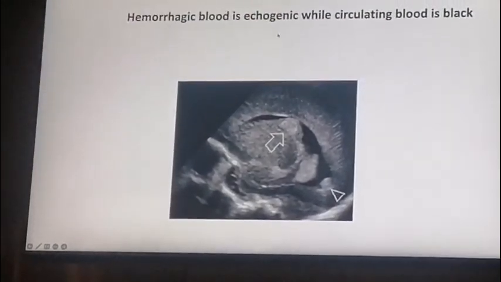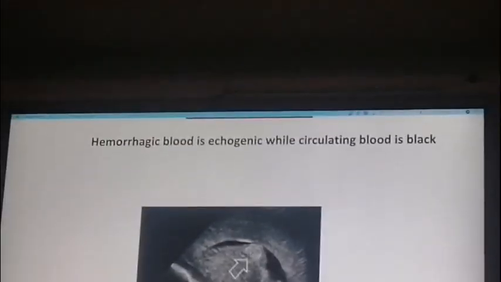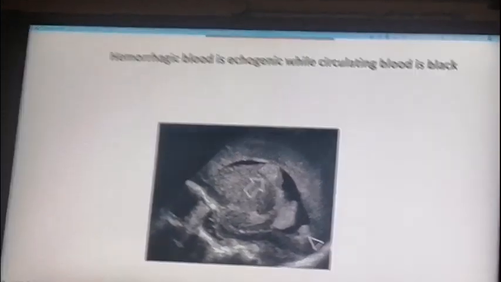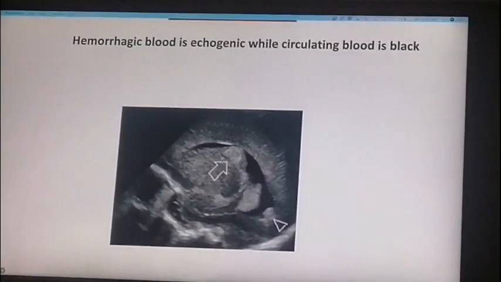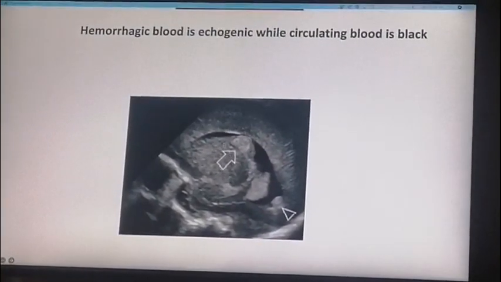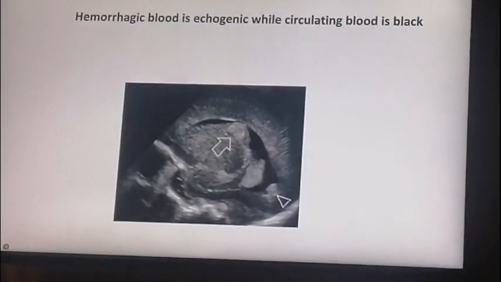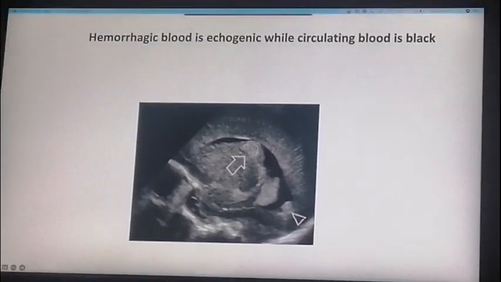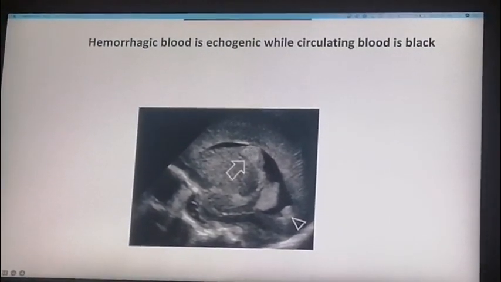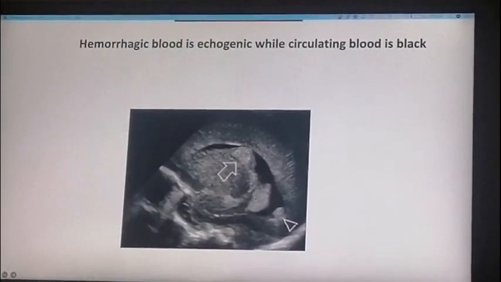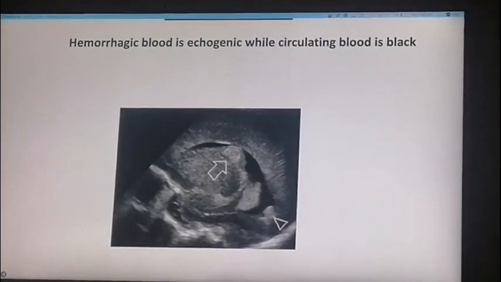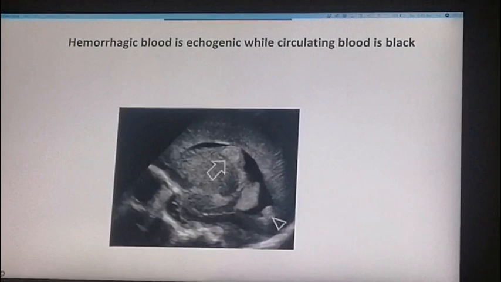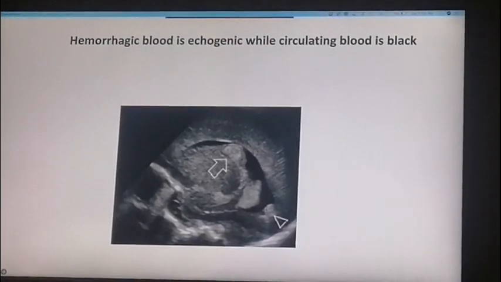And then we have hemorrhagic blood in the caudothalamic groove. So we have this sagittal view of the brain. You have the thalamus, and you have the caudate nucleus in between. You have the caudothalamic groove. Now we have a lump of hemorrhage here, and you have also some hemorrhage. So that's grade 1 IVH. You have hemorrhage and some blood clots sitting in the ventricle.